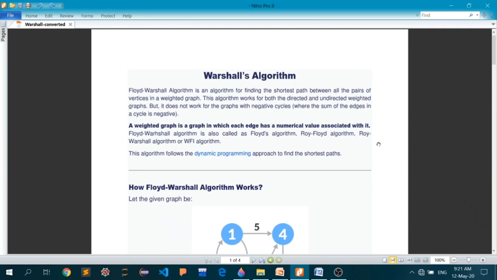So this algorithm is basically dependent upon the dynamic programming approach to find the shortest path. That is, you have to remember what you have done in the past. Dynamic programming remembers the past actions and tries to use them as frequently as possible instead of doing the same work again and again.